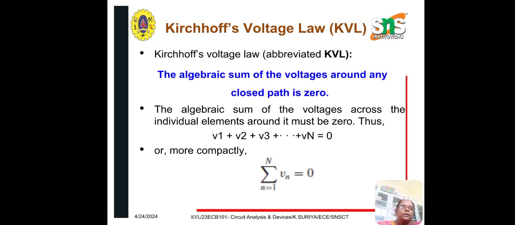Next, we will see the definition of Kirchhoff's voltage law. It says the algebraic sum of voltages around any closed path is 0. So we can say that V1 plus V2 plus V3 plus etc. up to Vn is equal to 0. The algebraic sum of voltages across the individual elements around it must be 0. We can represent it compactly as the summation of n equals 1 to n, Vn is equal to 0.